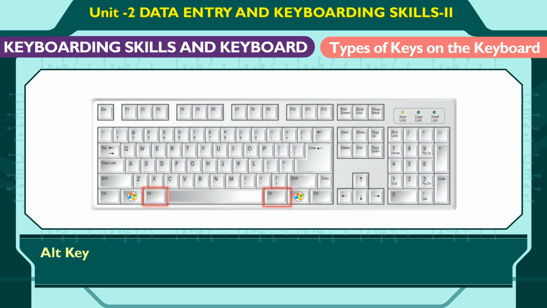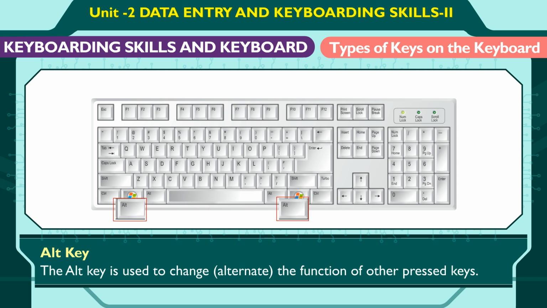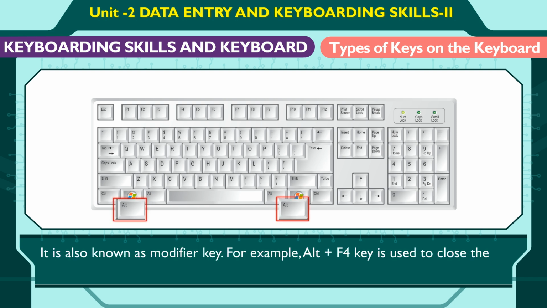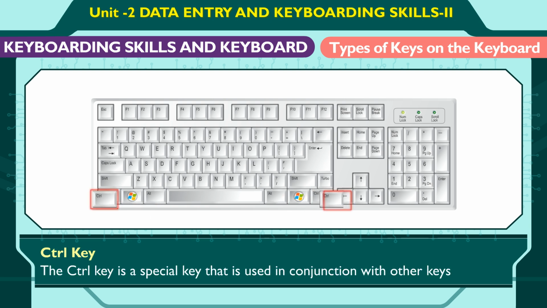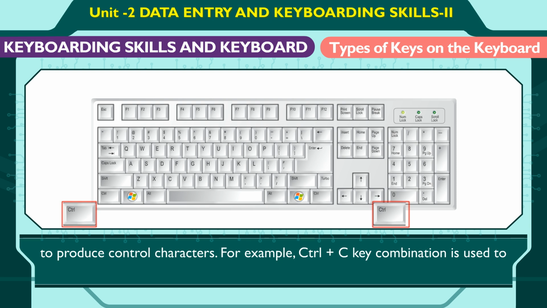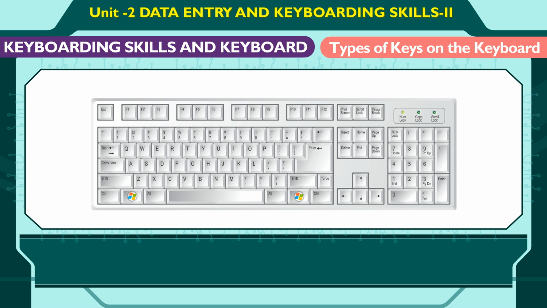Alt key. The Alt key is used to change the function of other keys. It is also known as a modifier key. For example, Alt plus F4 key is used to close the opened file or to shut down the computer. Control key. The control key is a special key that is used in conjunction with other keys to produce control characters. For example, Ctrl plus C key combination is used to copy something.